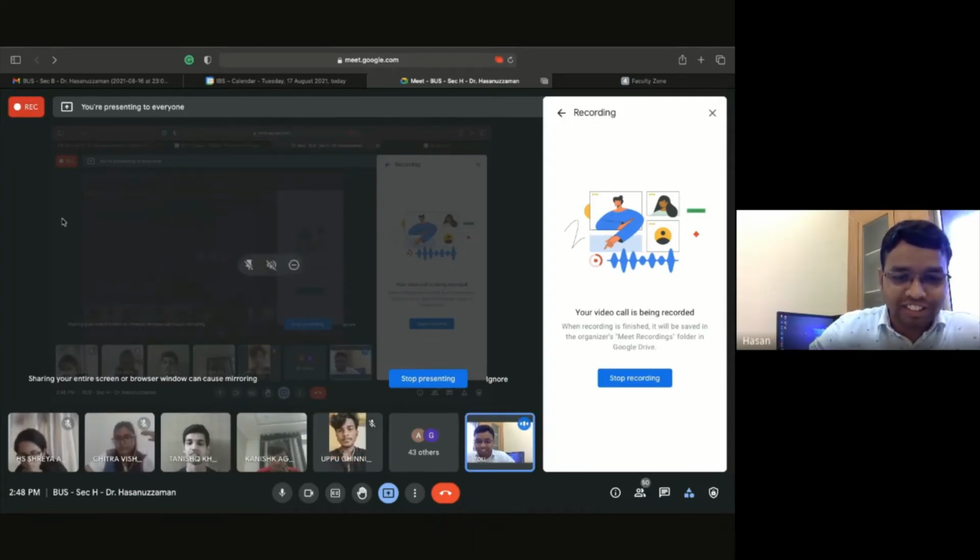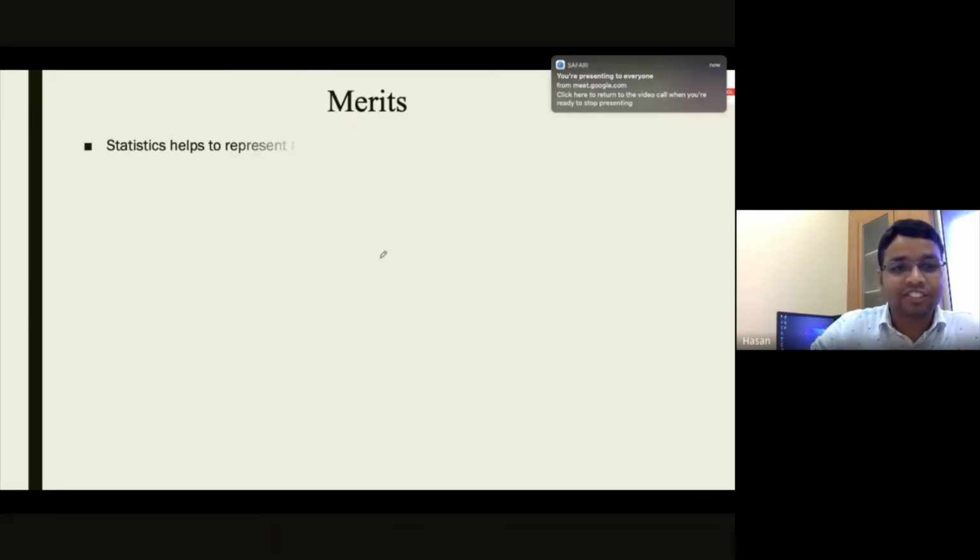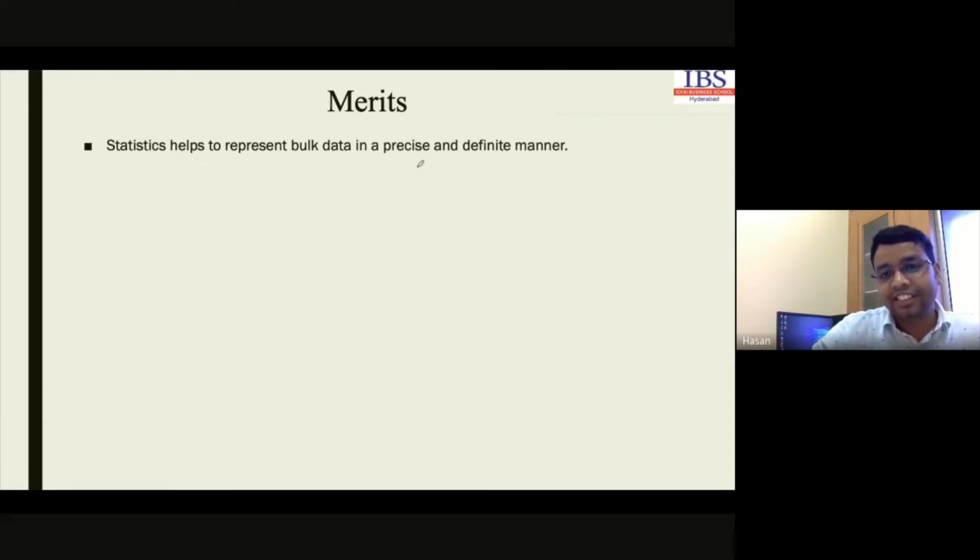Okay, let's see what is there. Very first one is statistics helps to represent the bulk data in a precise and definite manner. This is a very first merit. Whenever we get data, it will be raw data, so we have to process it and present it in such a manner that it can produce meaningful information. Statistics helps in this regard.